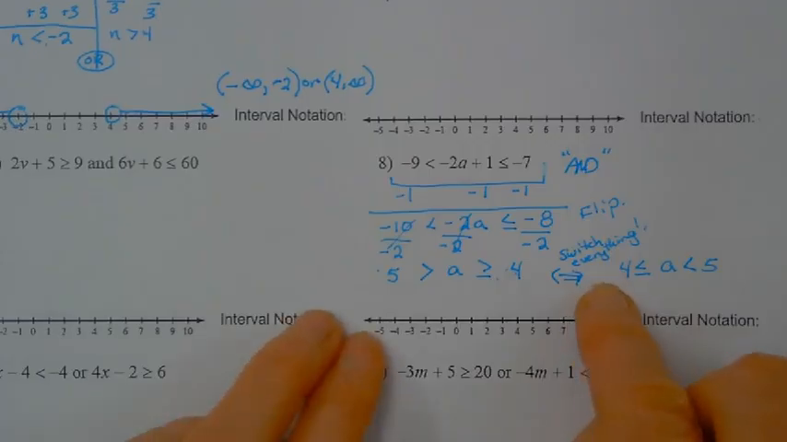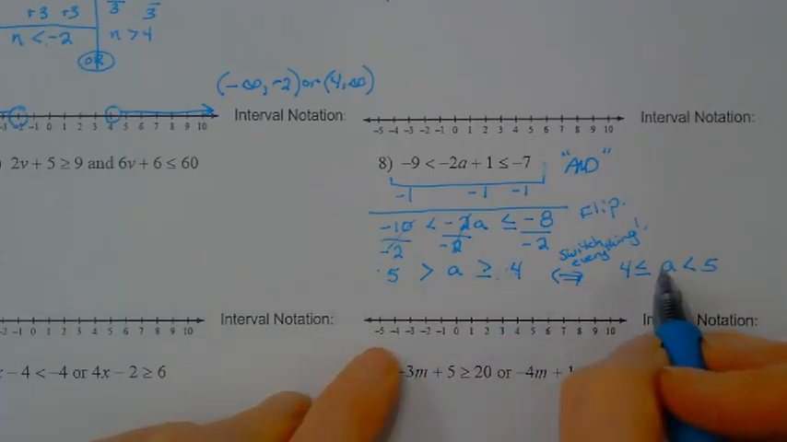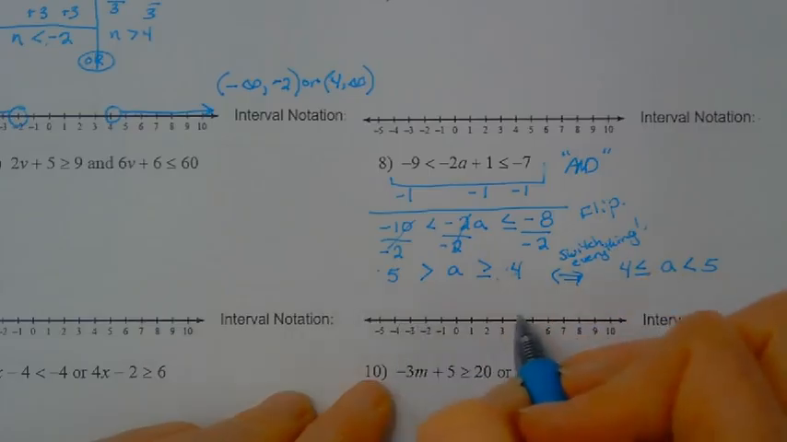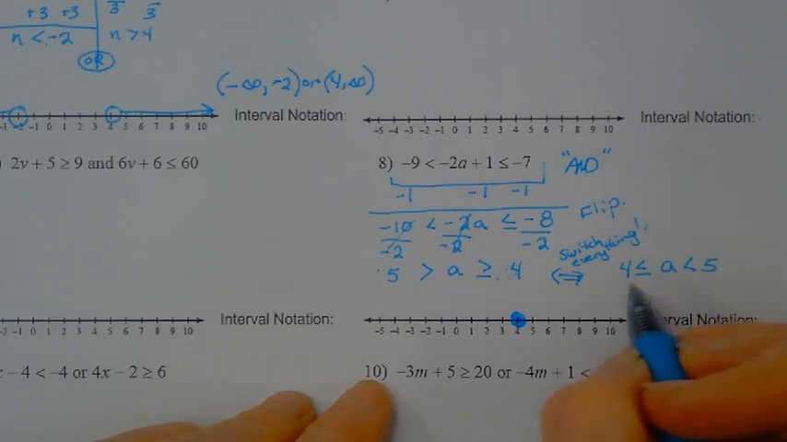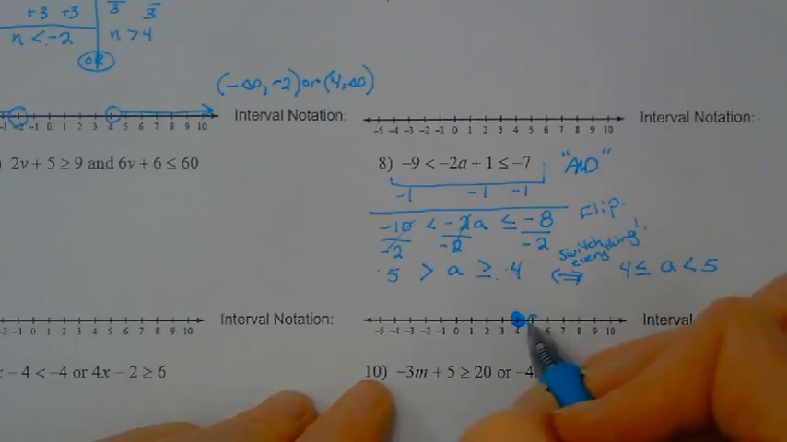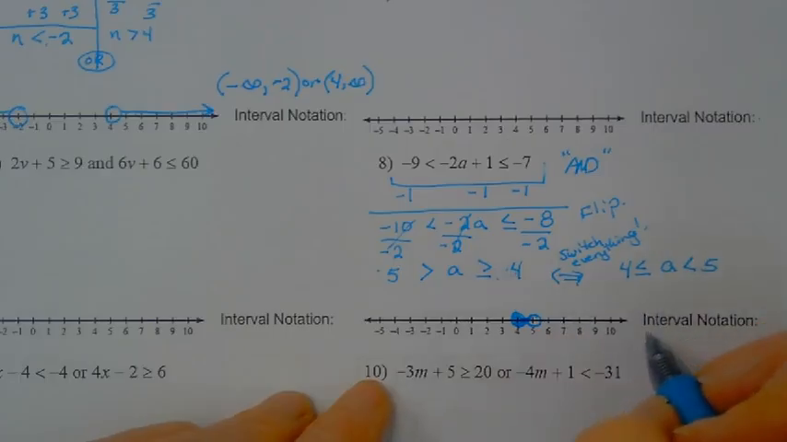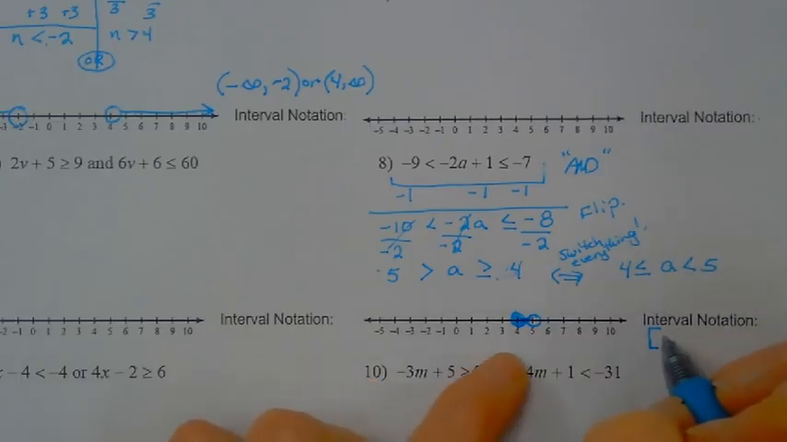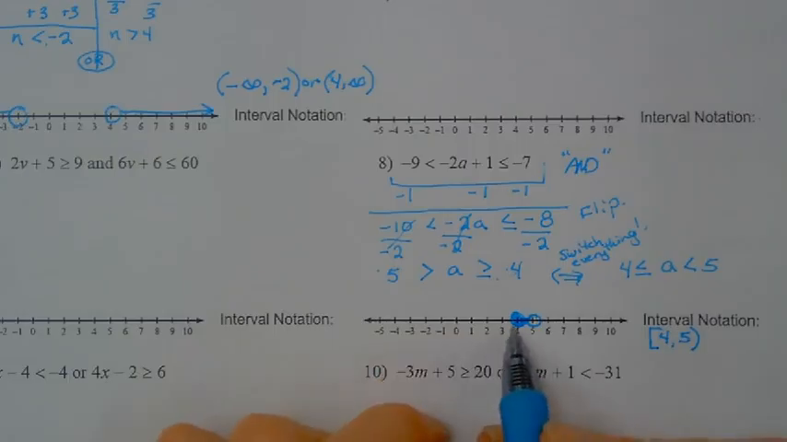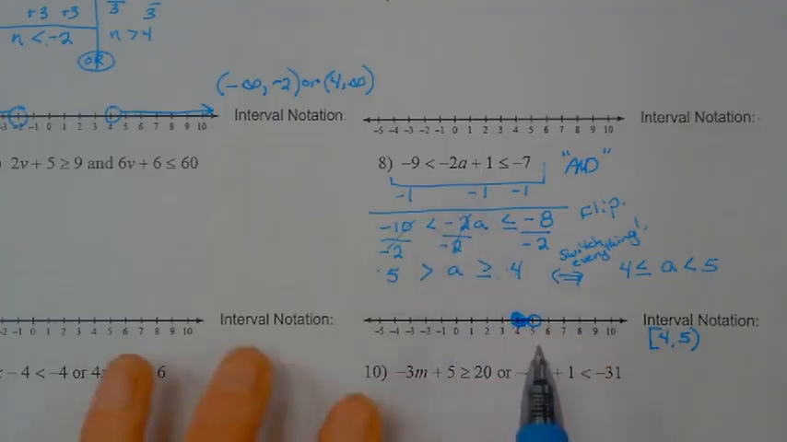Okay, so 4 is less than or equal to A, so A is greater than or equal to 4. So here's 4, and we want A greater than or equal to 4. It's going to go this way, but less than 5. So it's right in here. So these are the solutions in here. All the numbers between 4, including 4, and 5, but not including 5. So 4.1, 4.2, 4.3, all those numbers in there will be the solution to this. Okay.